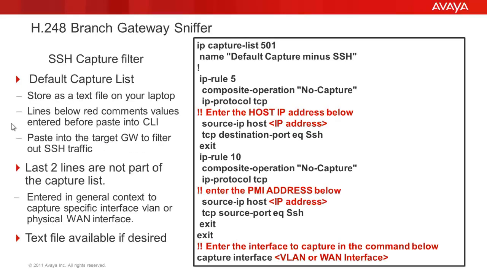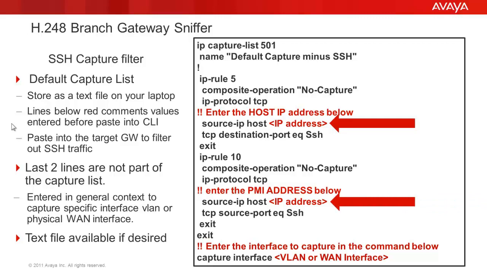This slide here shows a copy of a text file that I used to prevent SSH traffic from being captured. When troubleshooting, most connections made to the gateway are remote connections using an SSH client. That traffic is usually not relevant. There are two entries that need to be modified. Those modifications follow the comments in red. The entries are the host's IP address, where the SSH connection is originated from, and the other is the primary management interface of the gateway.